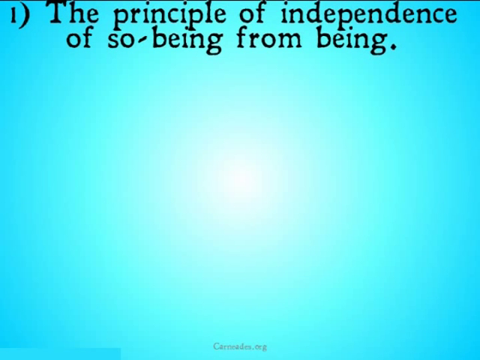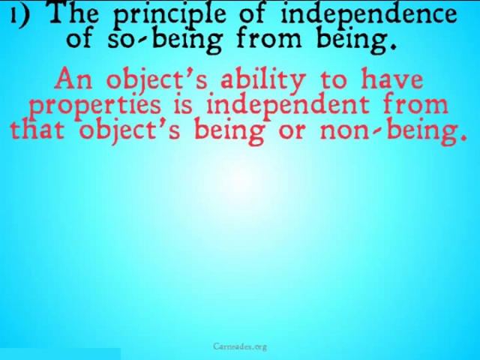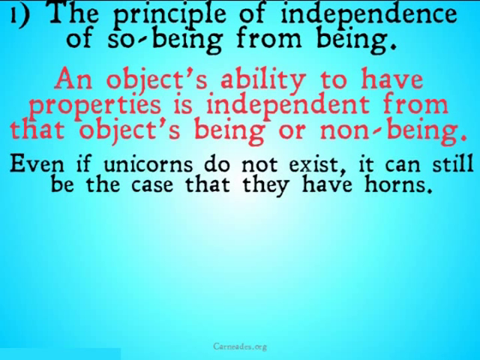So, the principle of independence of so-being from being is that an object's ability to have properties is independent from that object's being or non-being. Basically what that means is even if unicorns don't exist, they can still have horns, or it can still be the case that they have horns.